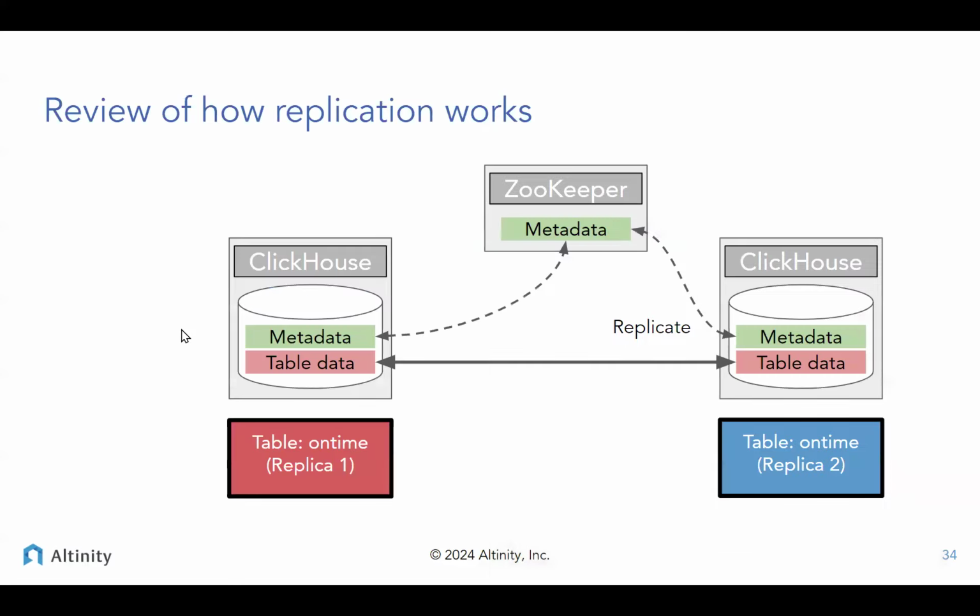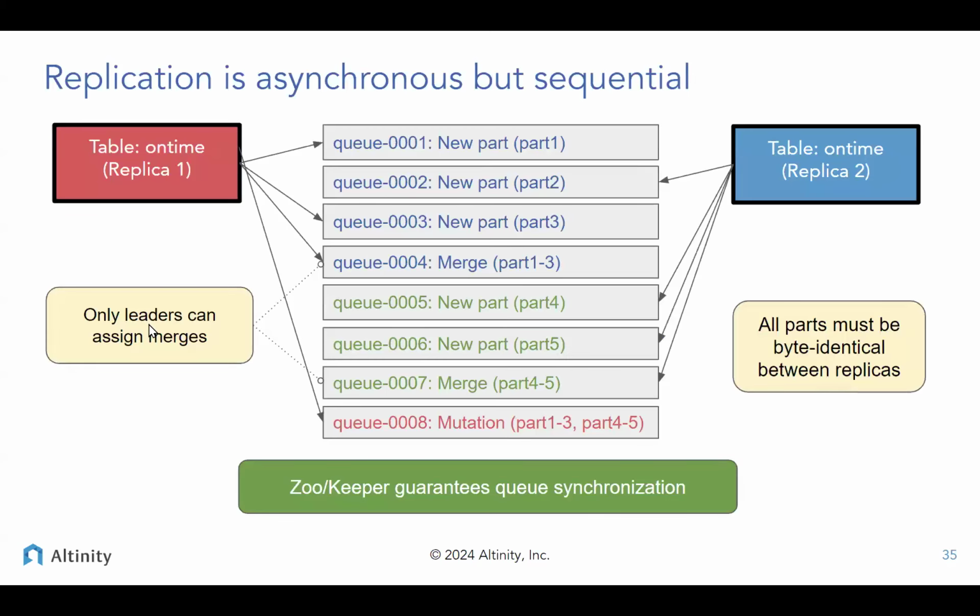First of all, let's talk a little bit about how replication works. When you insert a part into a replica, it creates the part, writes it out to storage, and you get a copy, for example, on the left side, and it also updates the metadata in Zookeeper. Other ClickHouse servers that are replicating that table will watch that metadata. When they see a new part arrive, they will go grab it and apply it. So there's basically a queue of things that are waiting to be replicated, and it looks like the following.